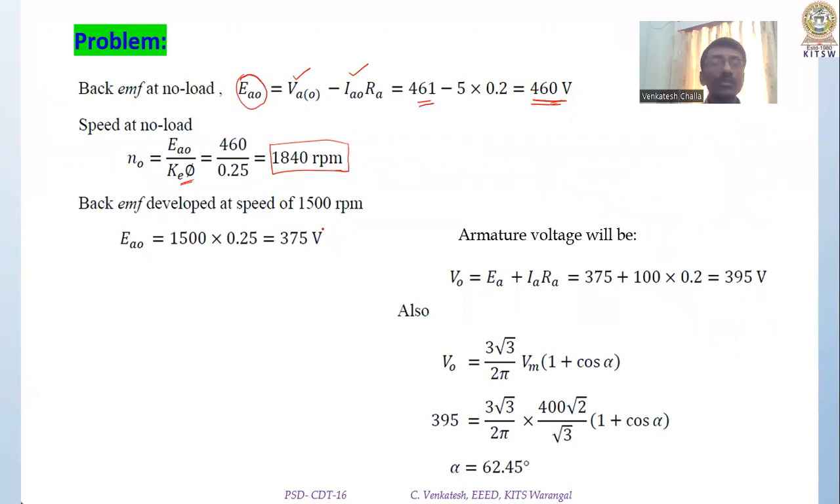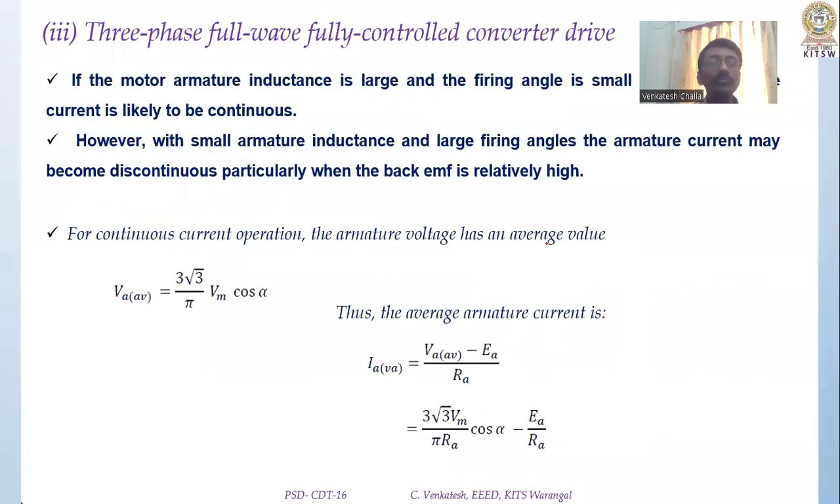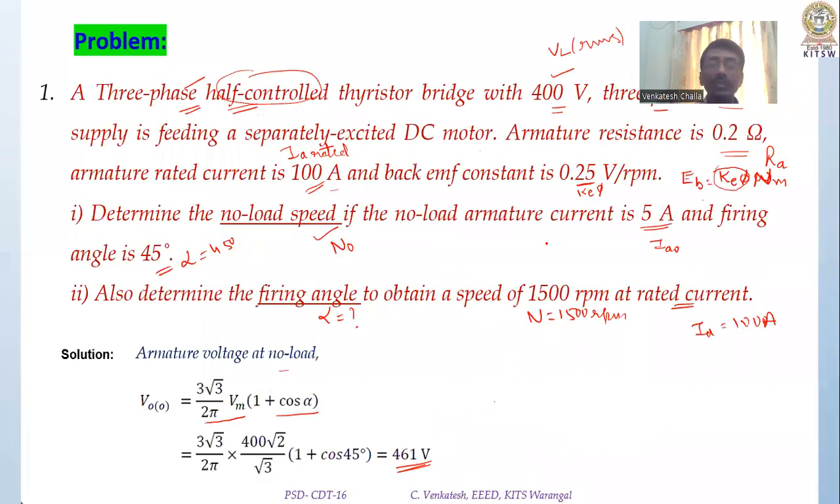Now, back EMF developed at a speed of 1500 RPM, the rated speed. What is the back EMF developed? That will be 1500 into 0.25, that is 375 volts. Okay, now the second question.